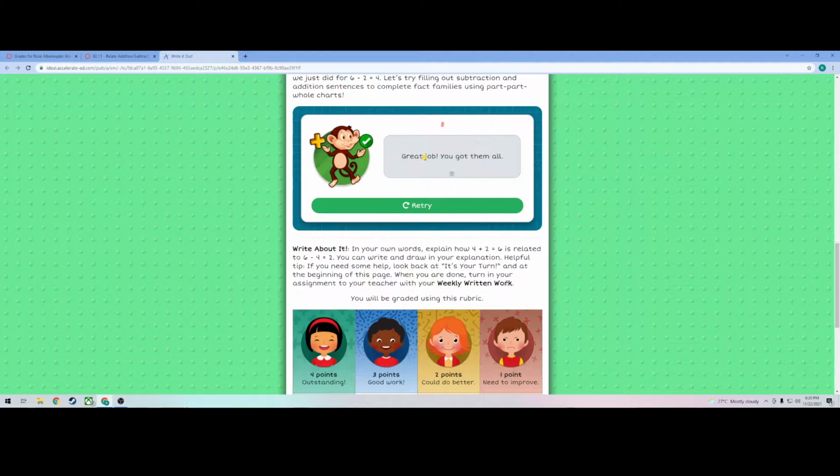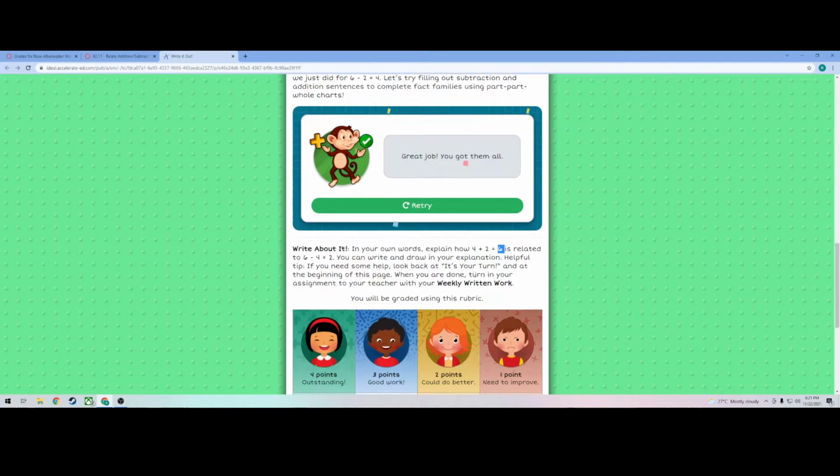Write about it. هنا التيشر قاعدة تقول لك you have to explain to me what did you understand about this part whole problem fact. So in your own words يعني انت يعني شلون انت تريدين تشرحين. Explain how 4 plus 2 equals 6 is related to 6 minus 4 equals 2. You can write and draw in your explanation. Helpful tip. So this is a tip for you. If you need some help, look back at It's Your Turn. And at the beginning, this is what we explained.